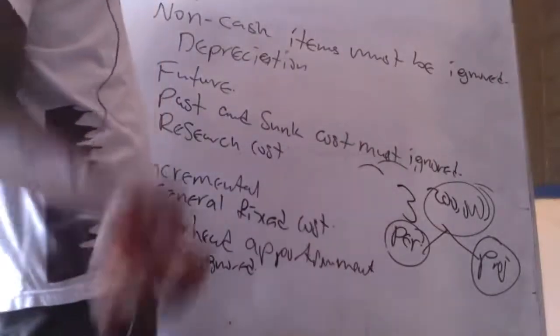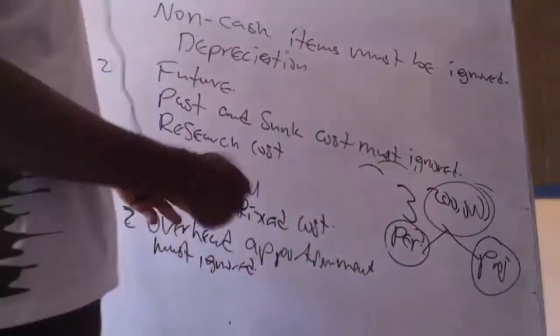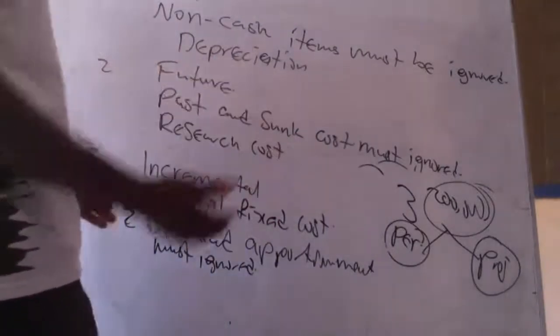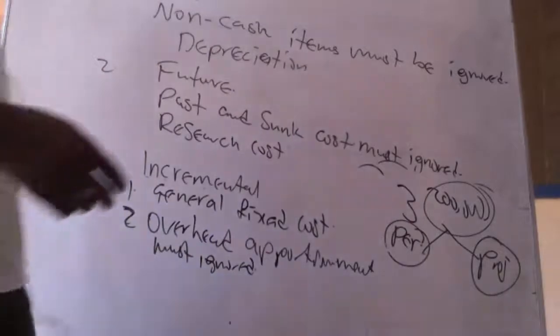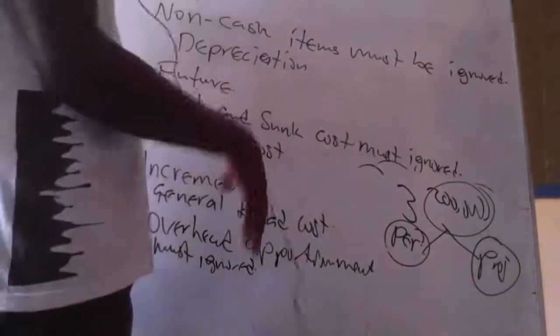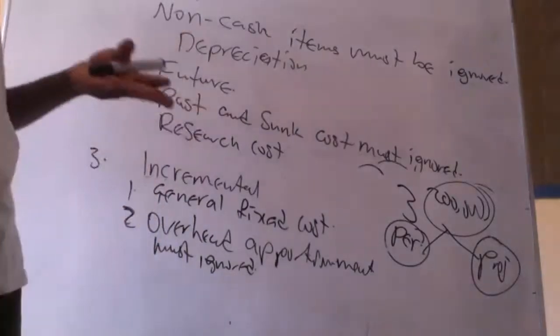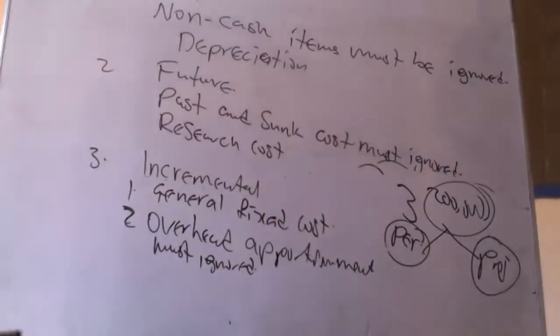So apportionment of overhead should be what? Ignored. All apportioned overhead must be ignored. Any overhead that you share, if you cannot determine this directly, please don't share. Good. So that is it. Please, it's very important and vital.